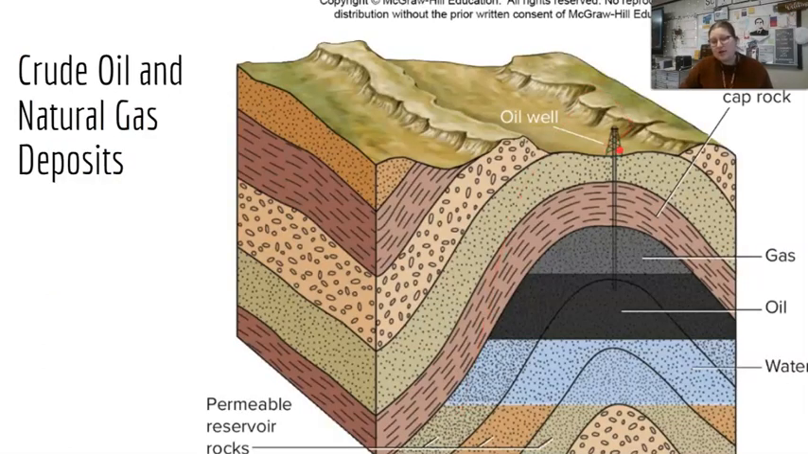So here's an oil well. It's going all the way down. Here's the shale, the rock that it can't get through. Here's natural gas. Here's oil. Beneath the oil is typically water. And these are permeable rocks. Permeable means you can get through it. So there are spaces in between that the gas, oil, and water can fill up.